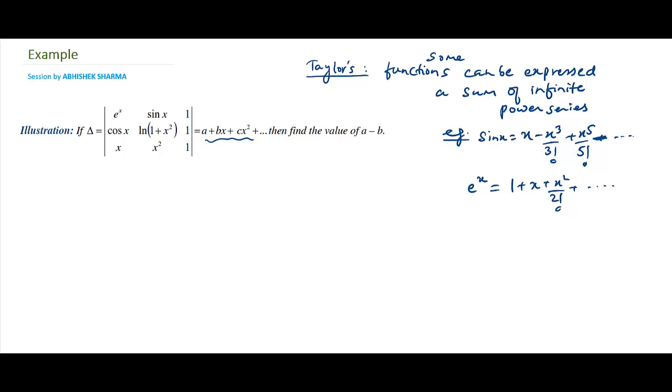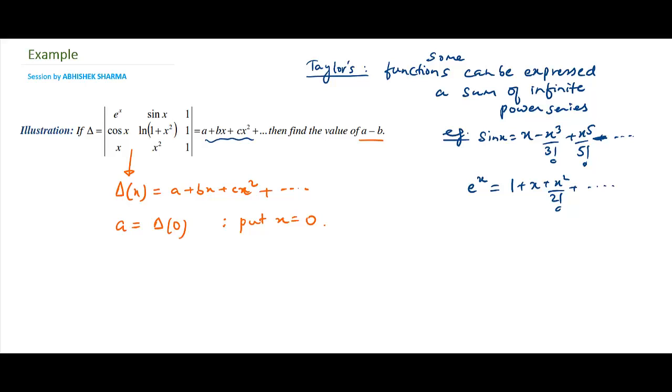Well, the question looks like a typical problem on expansion, but it is actually not so. The basic idea is that this determinant is clearly a function of x, and the value of delta of x is given as a plus bx plus cx square and so on up to infinitely many terms, and then we are supposed to find a minus b. If you observe carefully, the value of a will be delta of 0, that is, to find a we put x equal to 0 on both the sides. So immediately I can find the value of a.